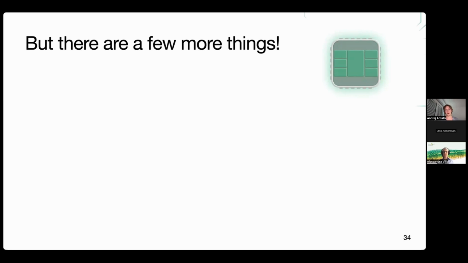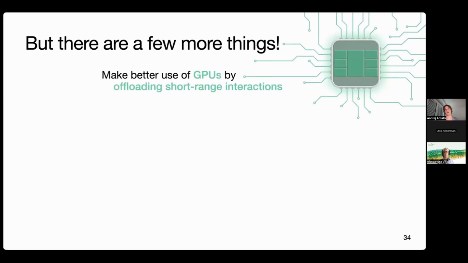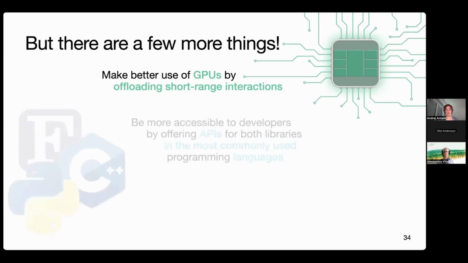Finally, there are a few other developments going on at the same time. One is that we are trying to make better use of GPUs by offloading these short-range interactions, which are the most expensive part on the QM/MM side. So that should significantly decrease the requirements when running calculations.